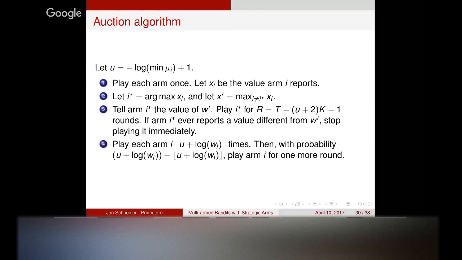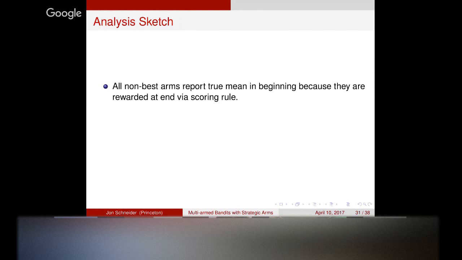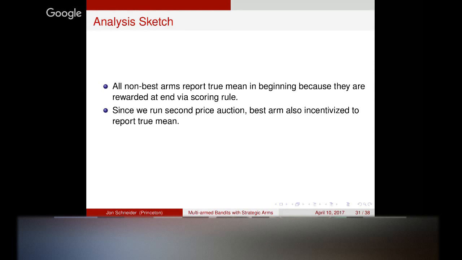And I won't go through the analysis because it's not too interesting, and I think intuitively it's sort of clear what's going on. Basically, all the non-best arms will report the true mean in the beginning because they're rewarded at the end by the scoring rule. Since we run the second price auction, the best arm also is incentivized to be truthful. And if mu prime is the second largest mean, then the principal will end up making mu prime times T plus lower order of T revenue.